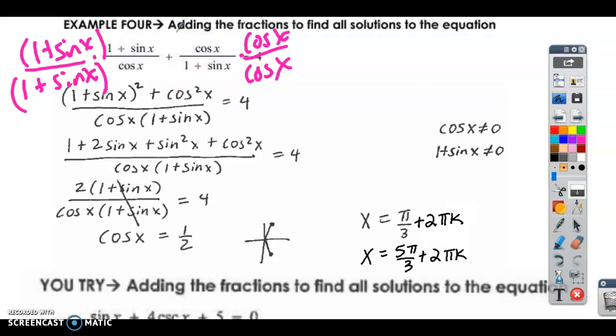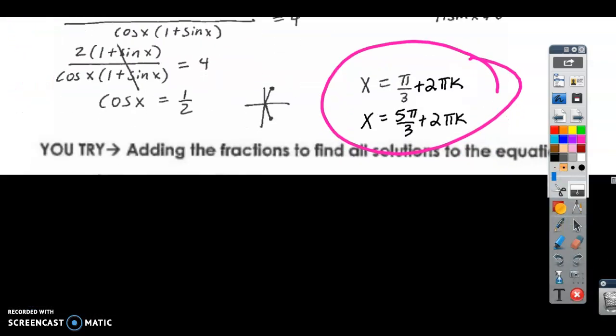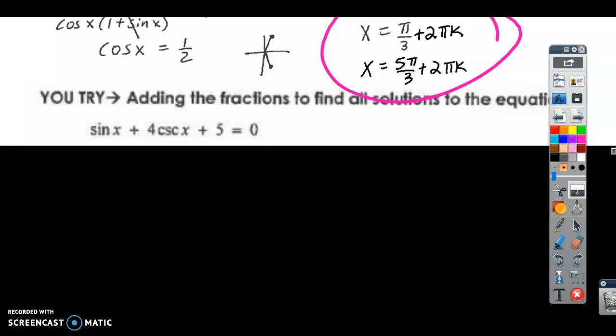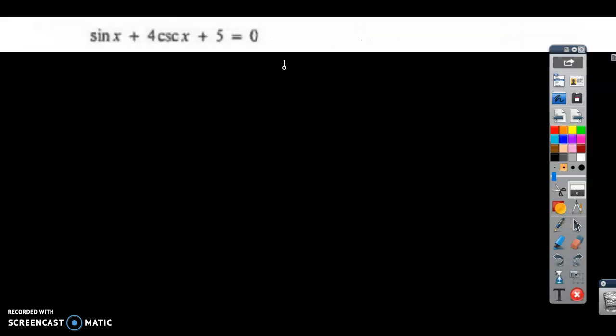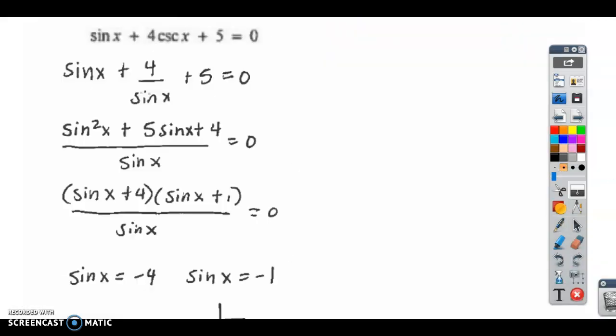And since the directions don't say anything about an interval, if it doesn't say anything, you just write the general solutions. For it to be in an interval, it's got to say interval. Okay, and the last one I'll just show you really quickly in case you have done it and want to look at your answers. I rewrote the cosecant as 1 over sine.